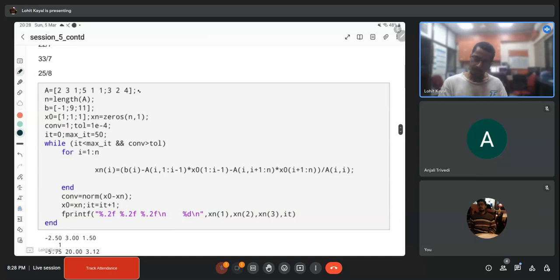Same thing, I have written the matrix. This is B, and this is my initial case x0. And this is xn. It's the same coding, exactly the same thing.